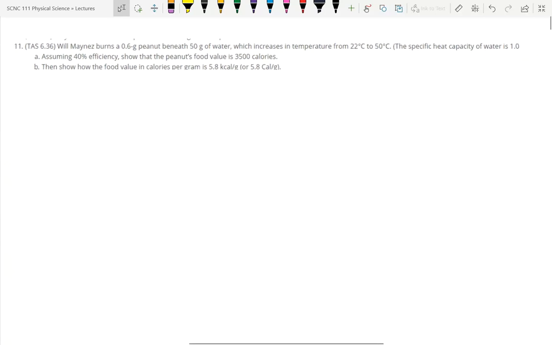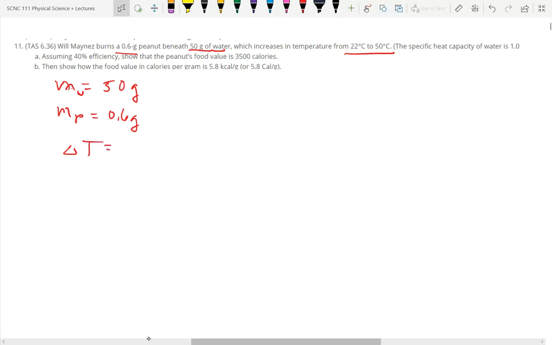So we have the peanut. The mass of water is 50 grams. The mass of the peanut is equal to 0.6 grams. Change in temperature is equal to 50 degrees Celsius minus 22 degrees Celsius, which equals 28 Celsius degrees. Why is it 50 minus 22 and not 22 minus 50? Final minus initial. Excellent. And then we have a number.